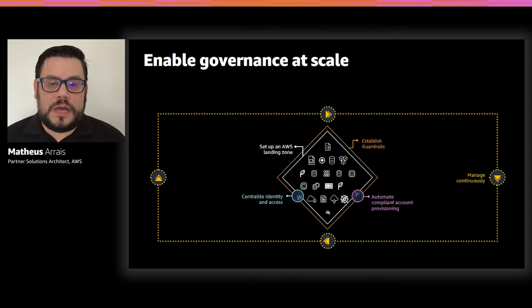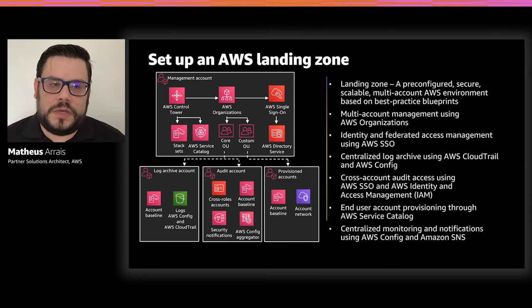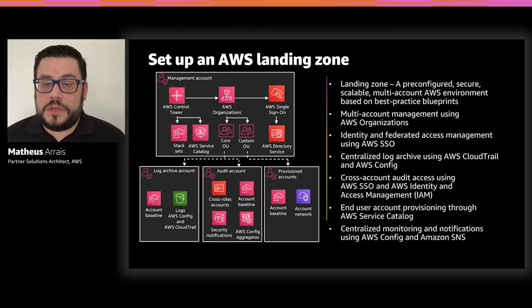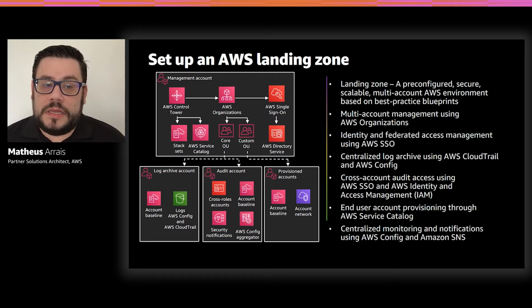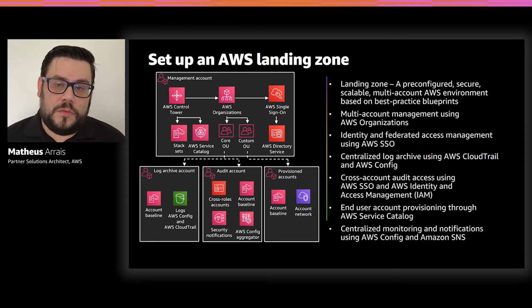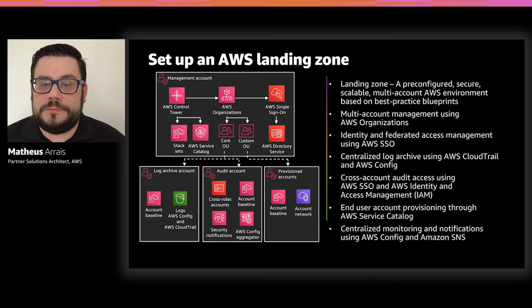Let's dive deeper into each of these points. First of all, setting up AWS landing zone. Landing zone, like I said, is a concept of a pre-configured, secure, scalable multi-account AWS environment following best practices. On the left side of this architecture, you can see what AWS Control Tower provides to our customers as they start building their multi-account environment.